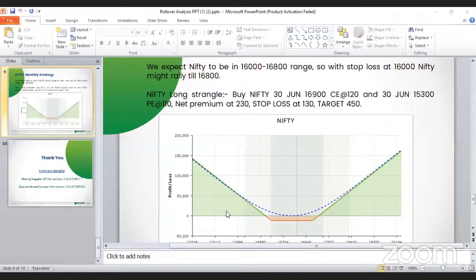Thanks, Manoj. We have got a very interesting question from Deepa Chopra. The question is, please explain how do we calculate stop loss when you take a long strangle? Do we need to put it on the day of month end expiry?